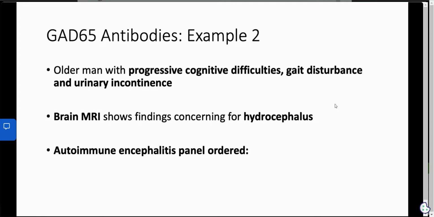Moving on to a contrasting example, example 2. So this is an older man with progressive cognitive difficulties, gait disturbance, and urinary incontinence. Worth noting that his cognitive difficulties were not the typical amnestic difficulties of limbic encephalitis, but rather more of a dysexecutive syndrome. His gait disturbance was not that of ataxia, but more of a magnetic type gait, and he had urinary incontinence, as I mentioned. So this is not a typical phenotype for GAD65. Brain MRI showed findings concerning for hydrocephalus, interestingly, and he did have an autoimmune encephalitis panel ordered.